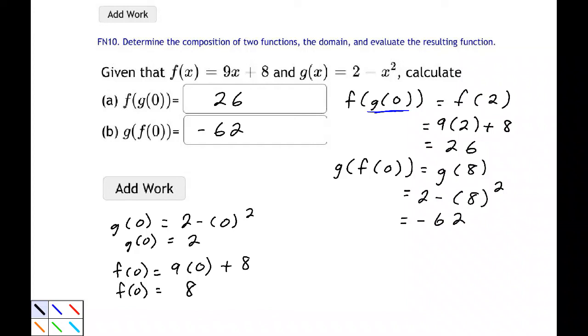And of course, just like many of the other ones, we now have some work that we really need to submit. So make sure you use that add work button as often as necessary.